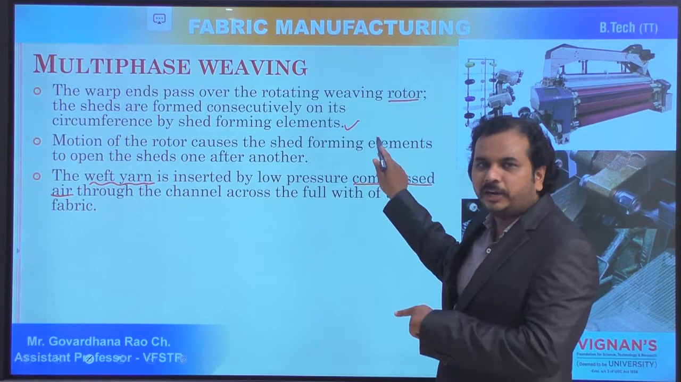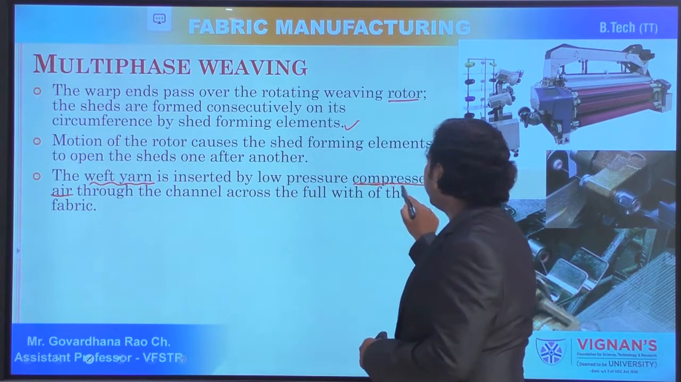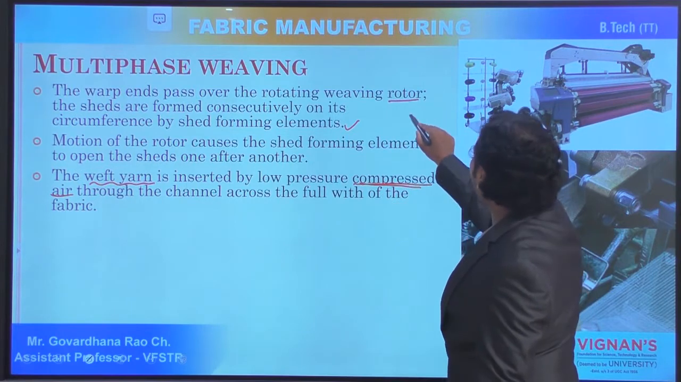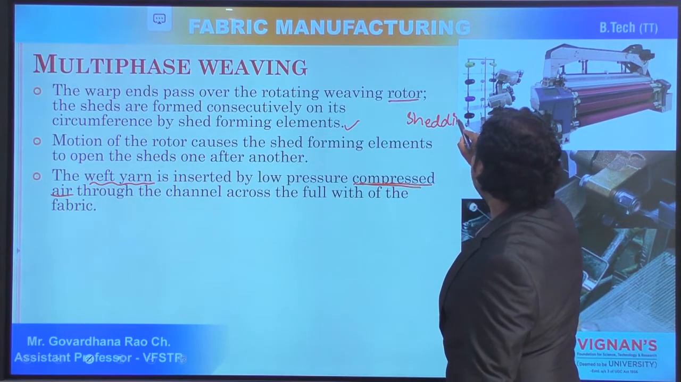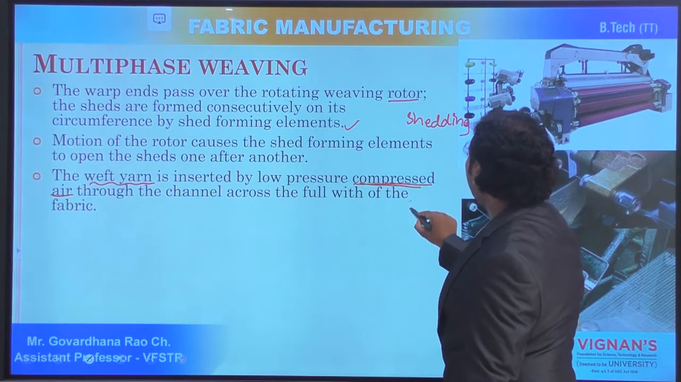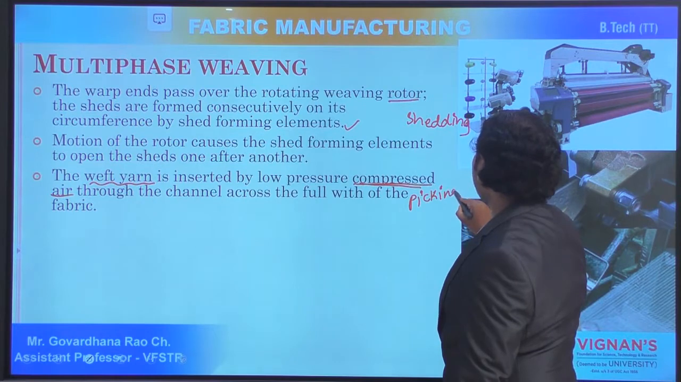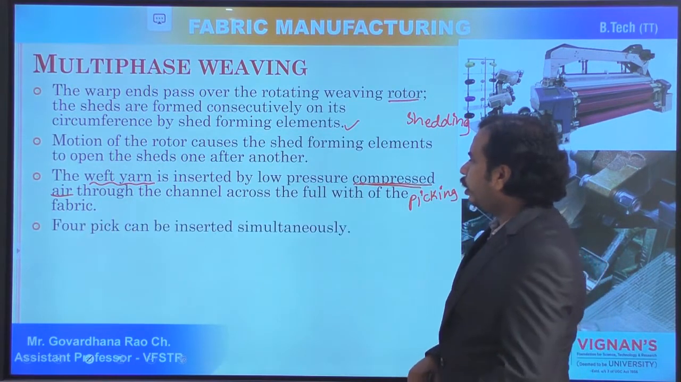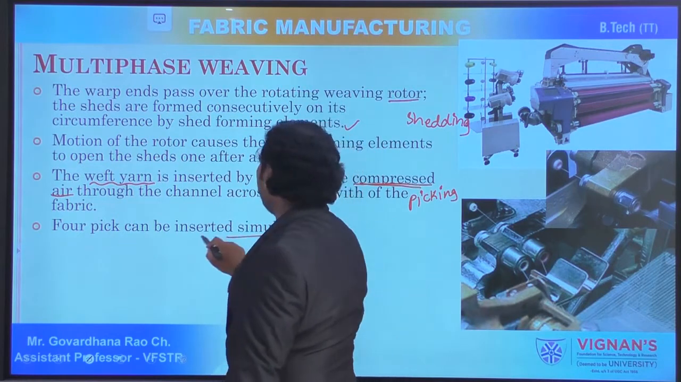Now after shed formation, we are inserting the weft yarn with the help of compressed air. Now it is called shedding. So the shedding operation is completed. Now here the weft insertion has occurred, that is, picking has been done. Now 4 picks can be inserted simultaneously.